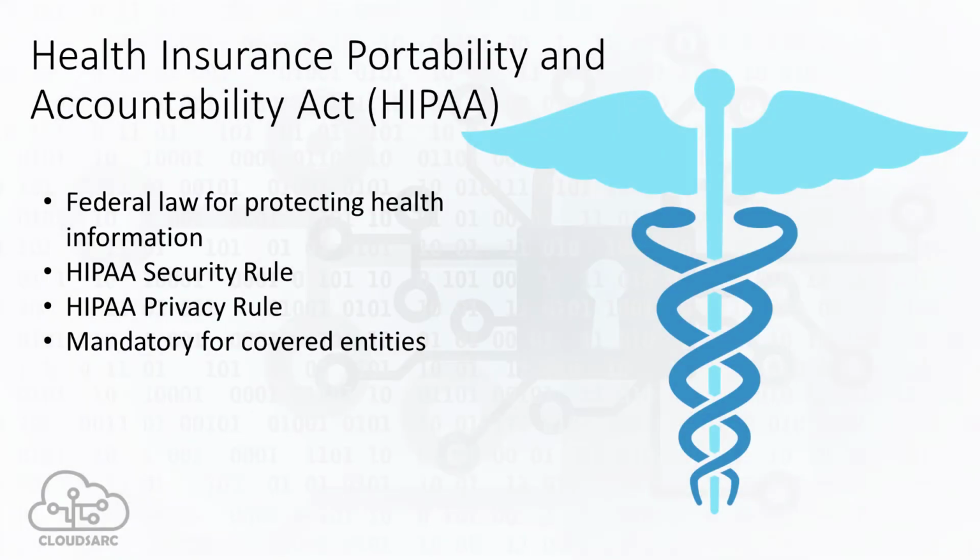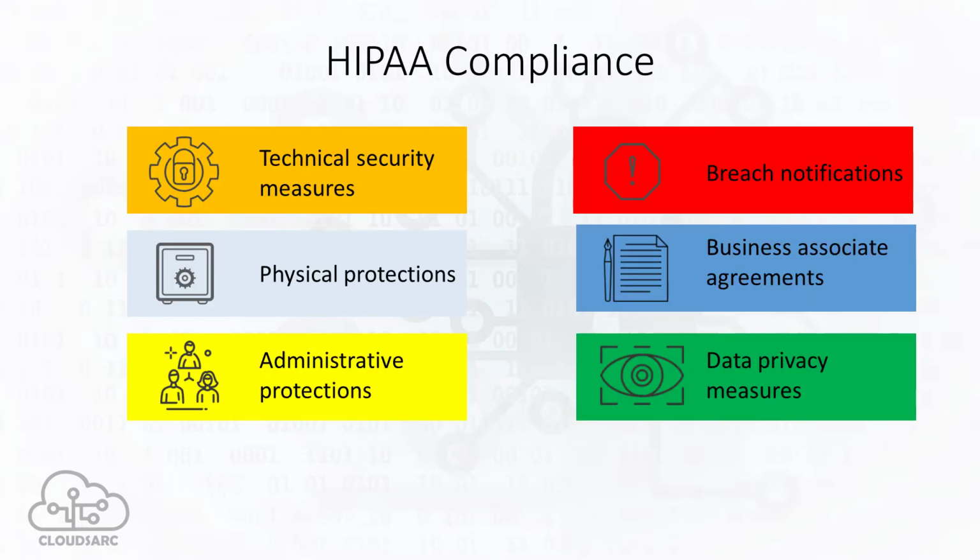The Health Insurance Portability and Accountability Act of 1996, the HIPAA, is a federal law that required the creation of national standards to protect sensitive patient health information from being disclosed without the patient's consent or knowledge. The U.S. Department of Health and Human Services, the HHS, issued a HIPAA privacy rule to implement the requirements of HIPAA. The HIPAA security rule protects a subset of information covered by the privacy rule. HIPAA is mandatory for covered entities like healthcare providers, healthcare clearinghouses, or business associates.